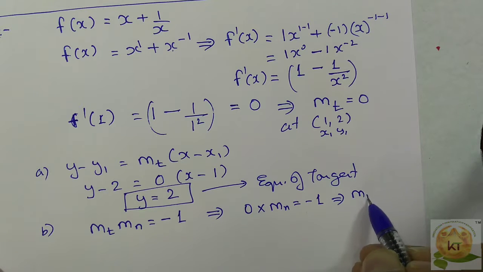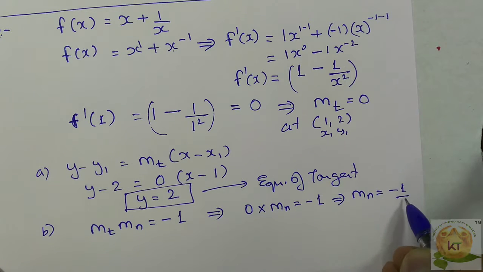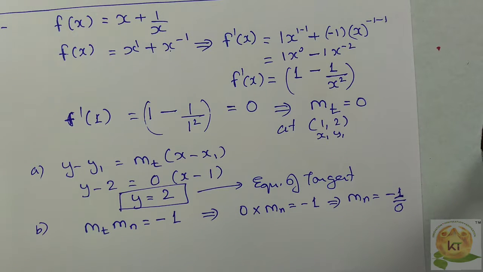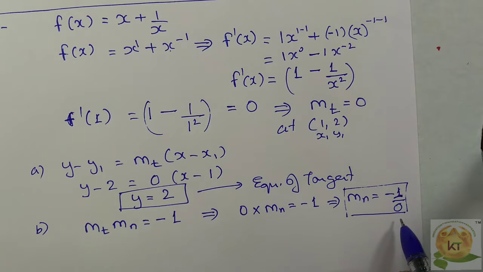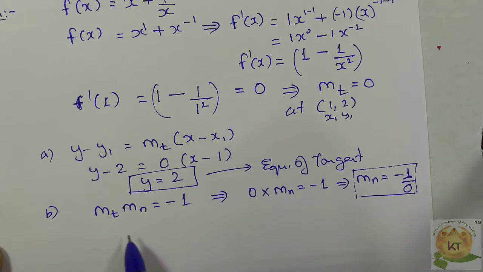So I'll write mn is equal to -1 over 0. My goodness, here we are getting a 0 in the denominator. In other words, if I want to solve further, I can write that the gradient of this normal is nothing but infinity, because it's not defined when you have 0 in the denominator. So now we'll leave this gradient as it is, because this is not what we are expected to find. We are expected to find the equation of the normal.